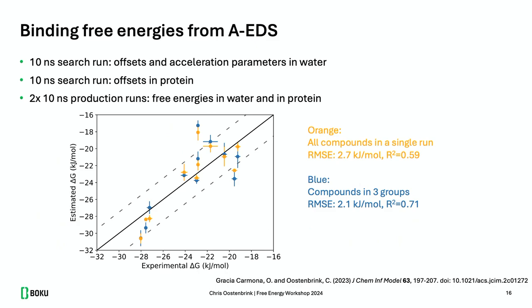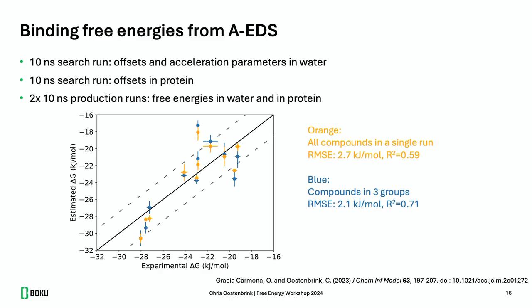And here we did very short simulations, so 10 nanoseconds of a search run in water. So we do our 10 compounds in water. We make a hybrid state so that they sample all these 10 states equally in water. Then we did a second 10 nanosecond search run where we only optimized the offset parameters in the protein to give the different weights to the different compounds. And then we just did 2 times 10 nanosecond production runs where we split it up. Either we did all compounds in a single run, or we tried whether things mattered or whether we could improve further if we do it in separate groups.